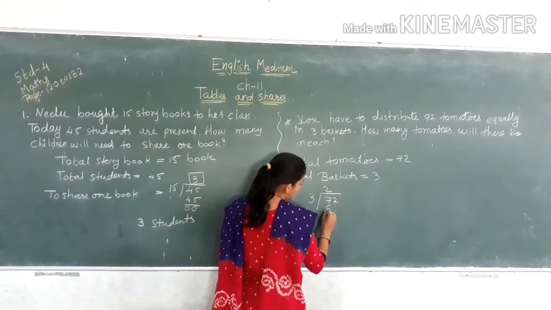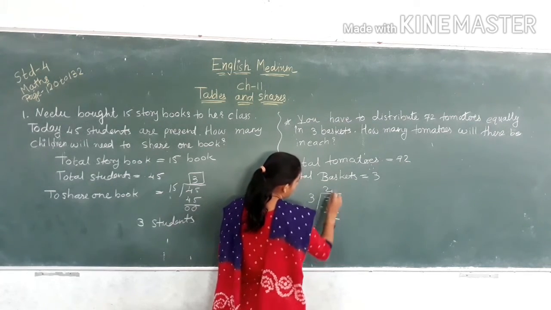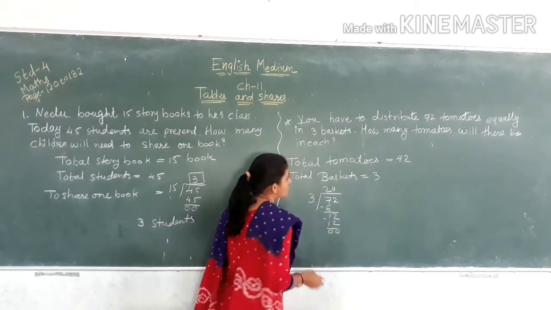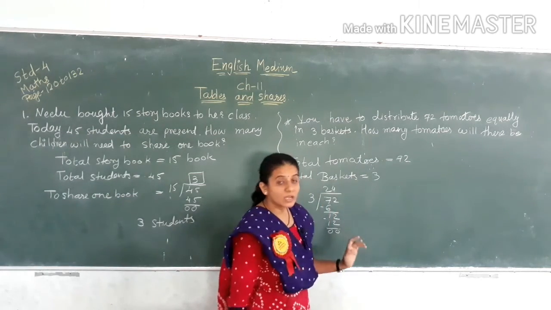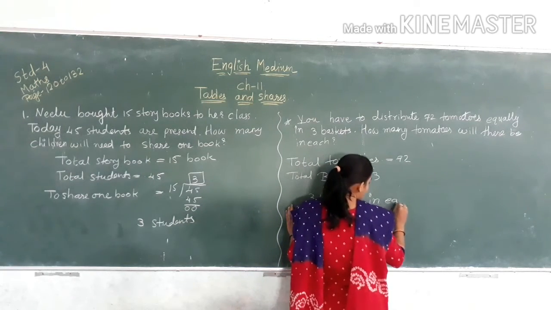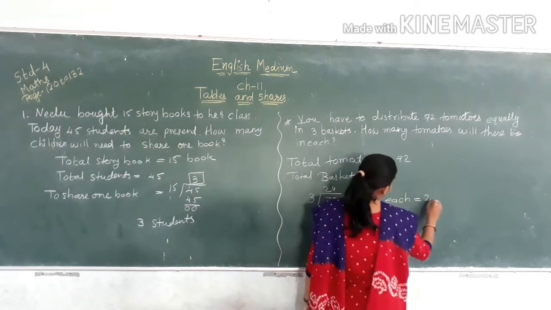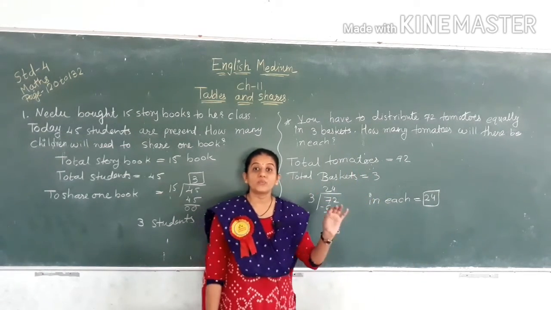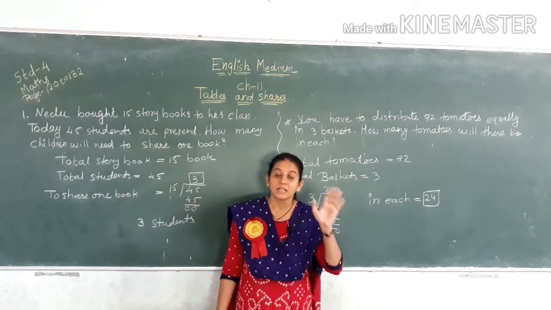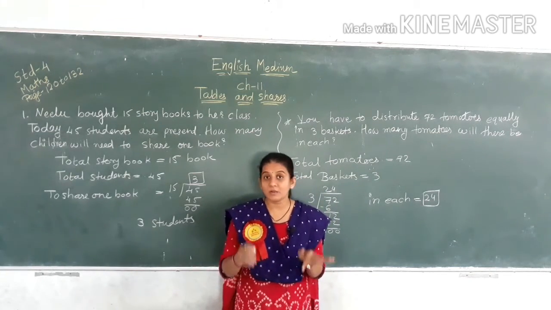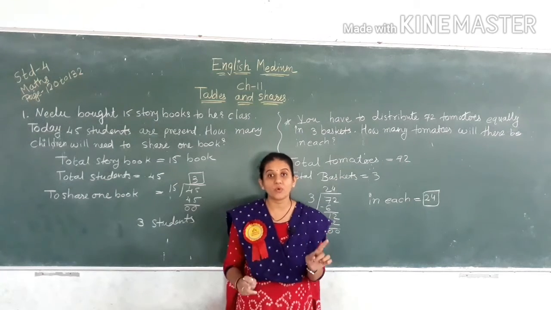3 2s are 6, 1 left. 3 4s are 12, 0. So in each basket 24 tomatoes are there. They are equally distributed in 3 baskets. In one basket there are 24 tomatoes.